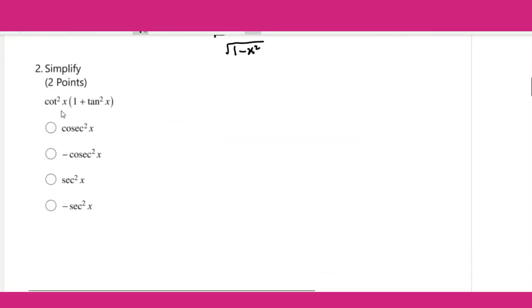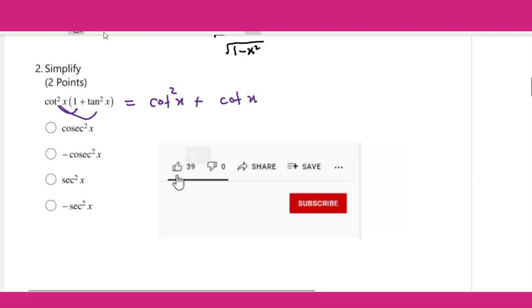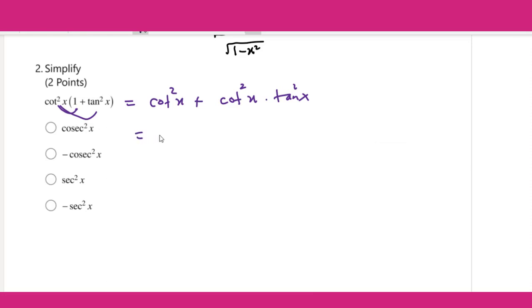Number 2. This one is expand cot x squared plus cot x squared times tangent x squared, and this one is equal to cot x squared plus 1 over tangent x squared times tangent x squared. So cancel, it is equal to 1. So cot x squared plus 1.